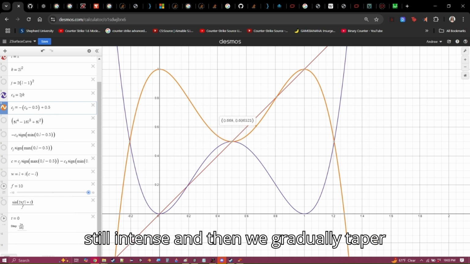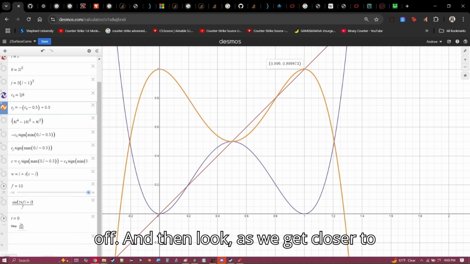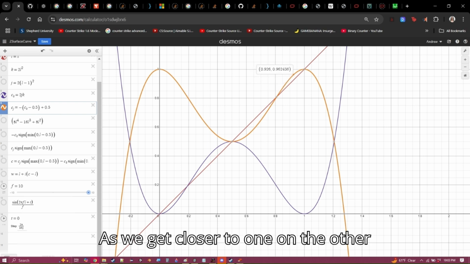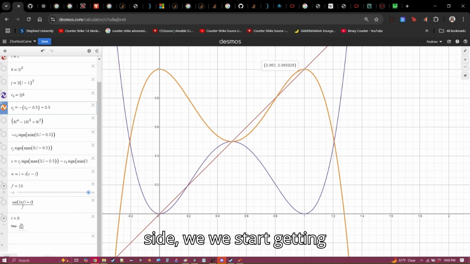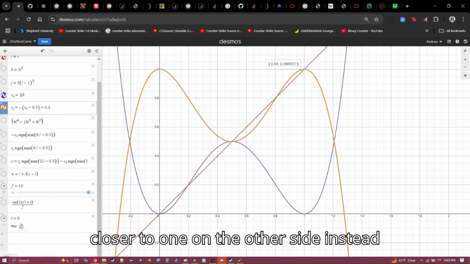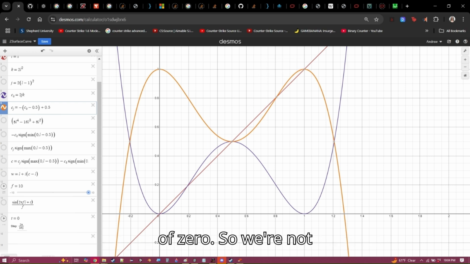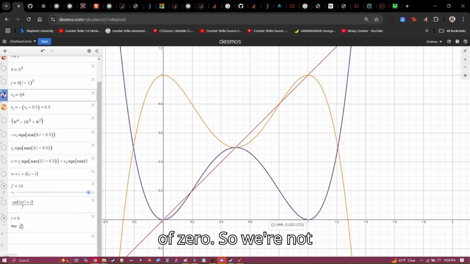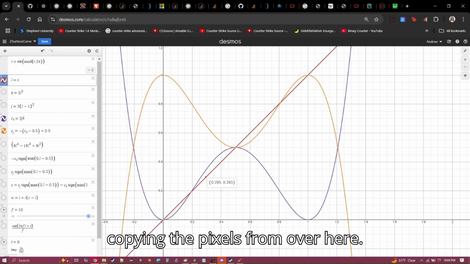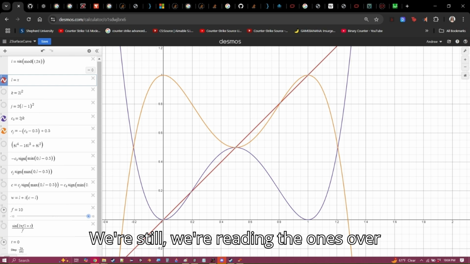We're still intense, and then we gradually taper off, and then look, as we get closer to one on the other side, we start getting closer to one on the other side, instead of zero. So we're not copying the pixels from over here. We're reading the ones over here now.